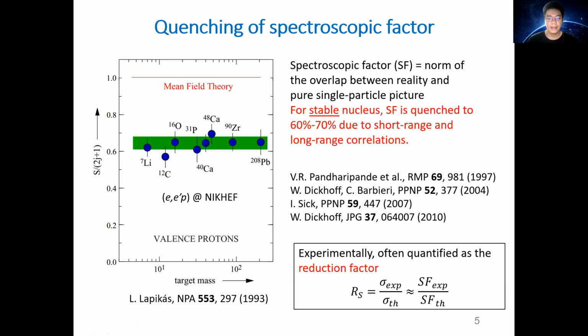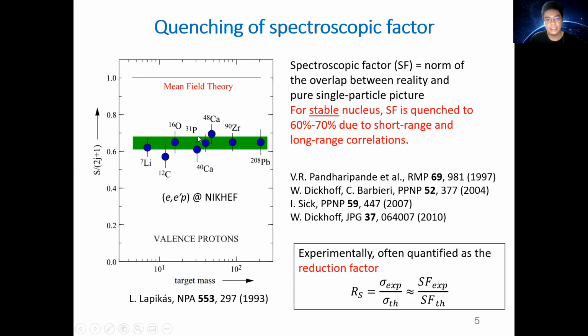Okay, so I would like to spend a slightly longer than usual introduction on this topic of the quenching of spectroscopic factors. The spectroscopic factor you can roughly interpret as the amount of overlap between the pure single particle picture and the nucleus in reality. What was found by Lapikás in 1993 using the (e,e'p) electron-induced nucleon reactions at NIKHEF, Netherlands, is considered one of the cleanest or best probes for this kind of spectroscopic factor study.